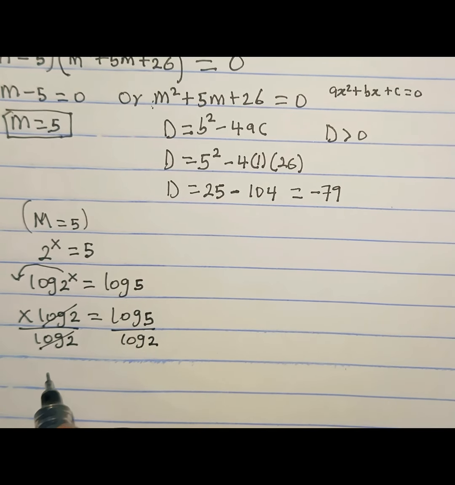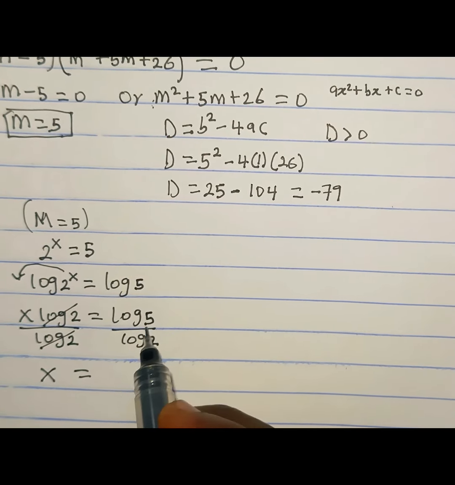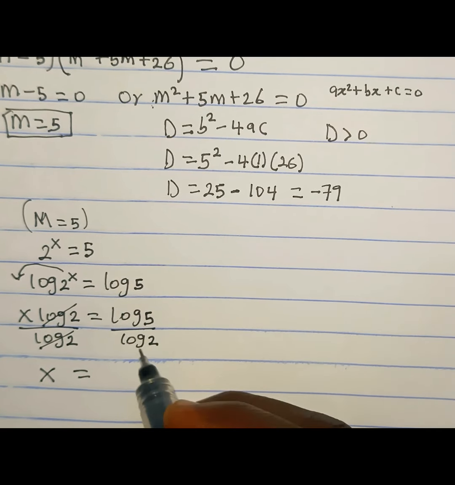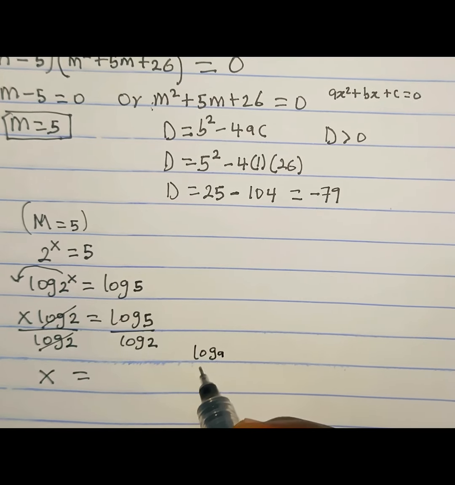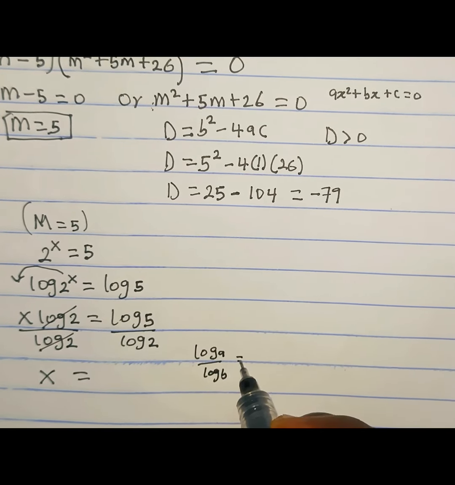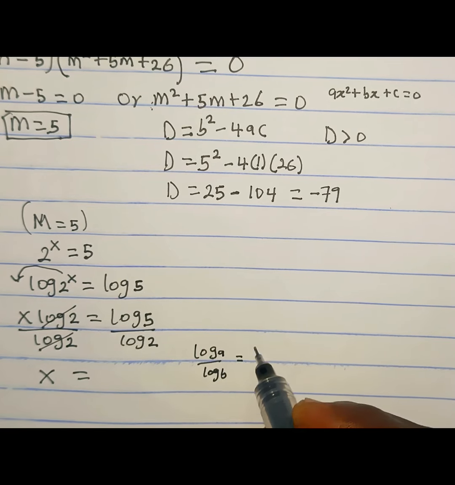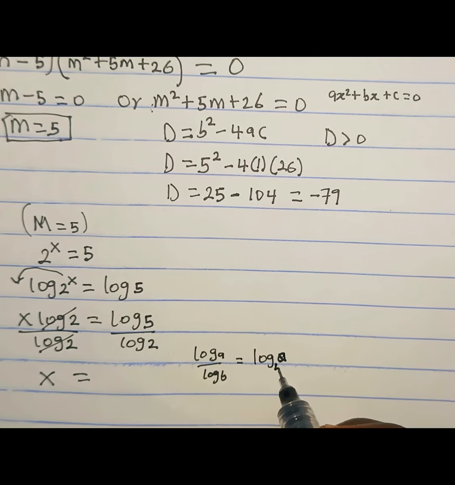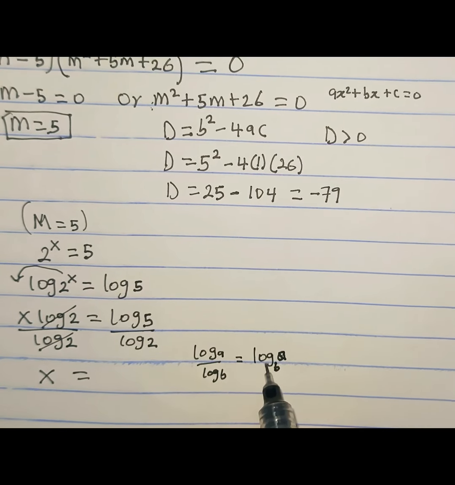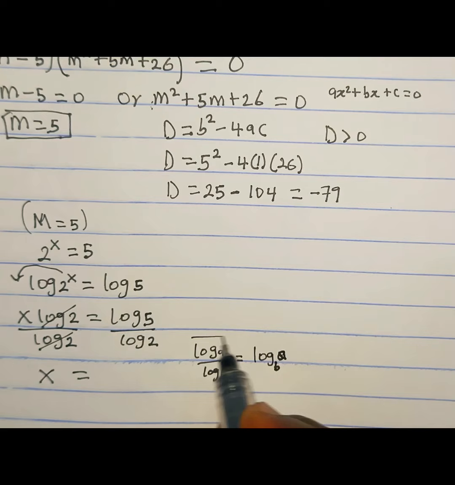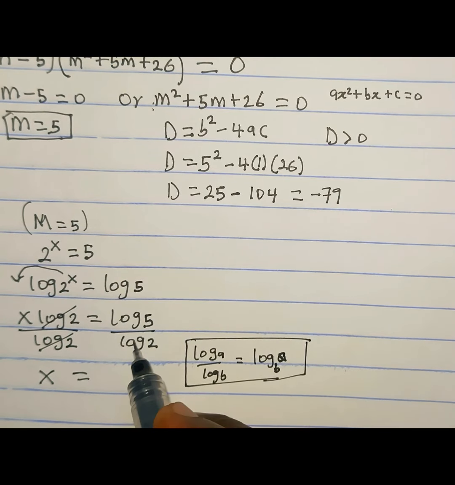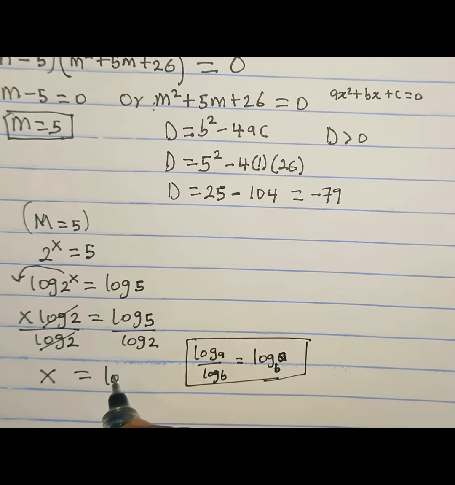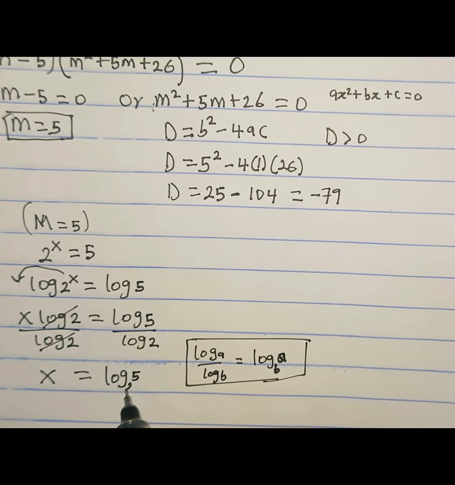So this is going to cancel. x now will be equal to log 5 divided by log 2. Recall that when we have log of a over log of b, in change of base, this can be the same as log of a to the base b. So this is equivalent to this. This is what we call change of base. This is one of the properties of logarithm we are going to apply here. 5 represents a, while 2 represents b. So the whole of this can also be written as log of 5 to the base of 2, which is in this form.